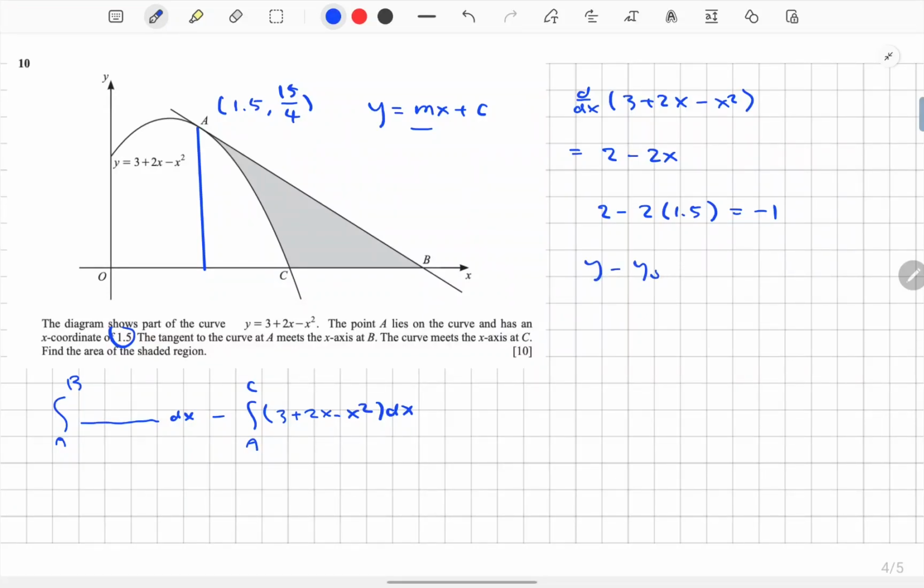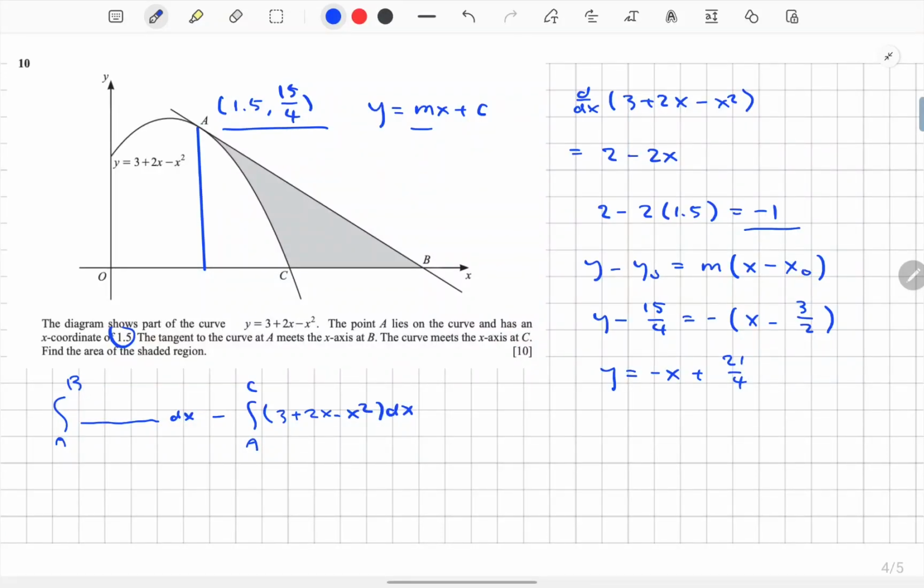So right now we can use our straight line formula: y minus y0 equals m times x minus x0. Our y0 can come from our coordinates. 15/4 equals m, the gradient, which is minus 1, times x minus our x0, which is 1.5. We'll write it as 3/2. Then after simplifying this, we get y equals negative x plus 21/4.